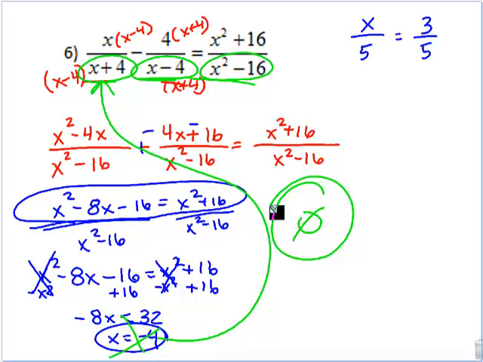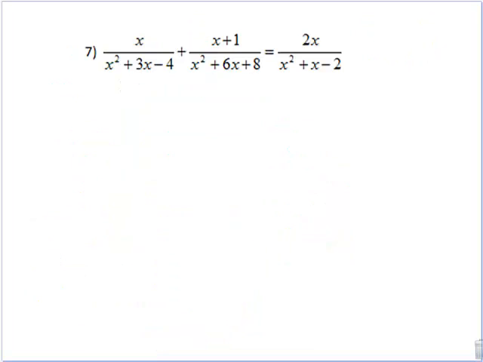Okay, let's do another one that involves a similar type of process to this, but we'll get a solution. Let's see, is it that one? Yeah, we'll do that one. x over x squared plus 3x minus 4, plus x plus 1 over x squared plus 6x plus 8, equals 2x over x squared plus x minus 2.